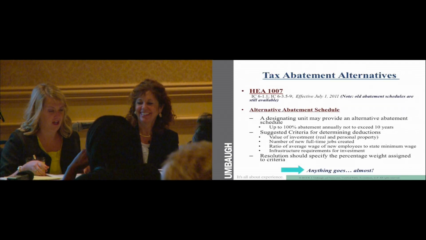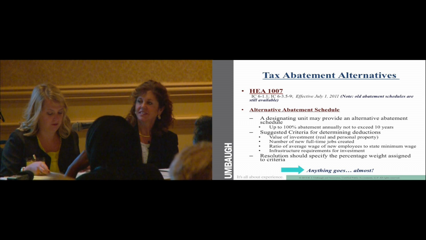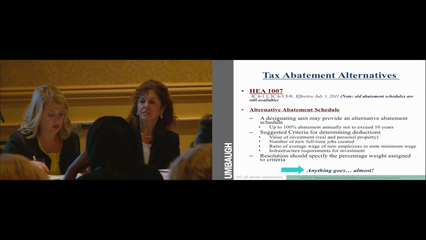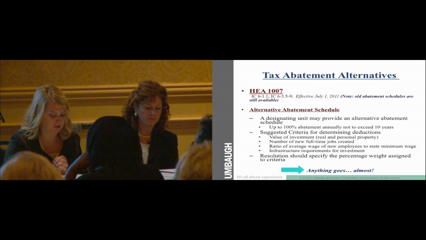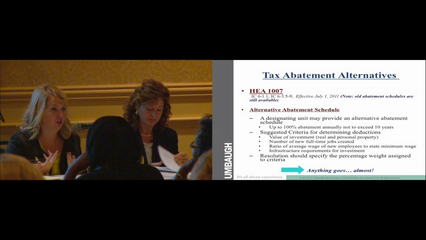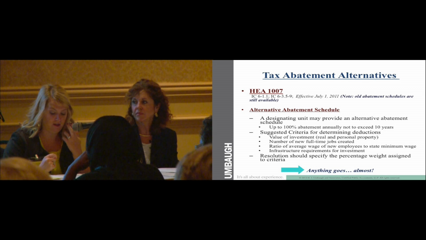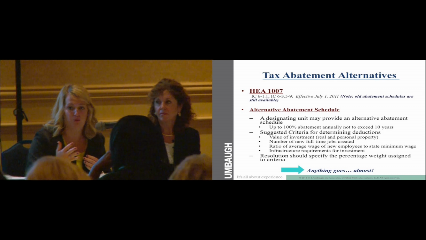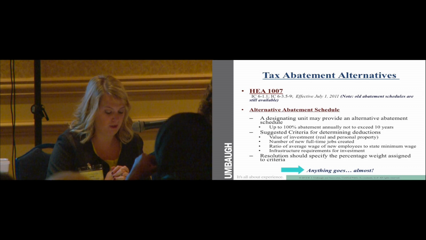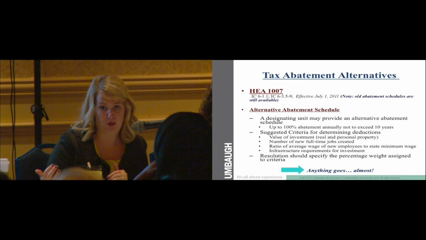When HEA 1007 was passed in 2011, there were a couple of new things that went into effect. One of those was what we call an alternative abatement schedule. That is when the designating unit, which is the county council or city or town council, can provide an alternative abatement schedule to the traditional schedule I just showed you. They can actually offer up to 100% abatement annually, not to exceed a 10-year period.